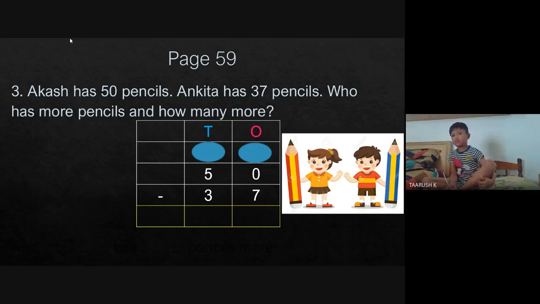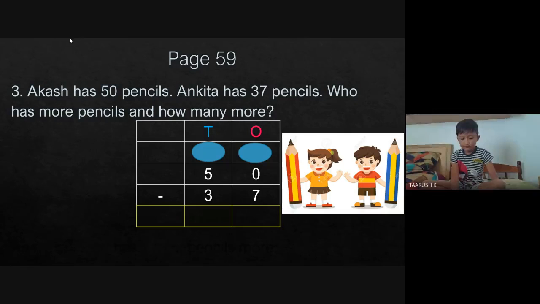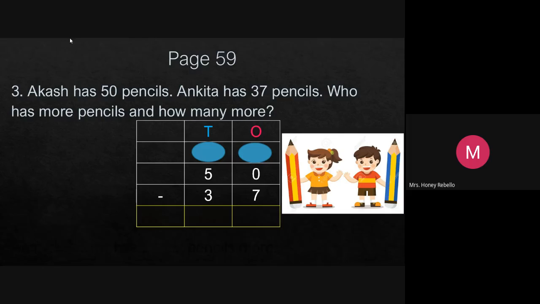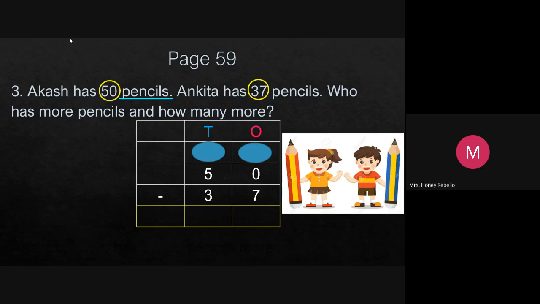Now, tell me the numbers to be circled. Already you finished 2 sums. Tell me from the question, tell me the numbers to be circled. First one. 50. Which one? 50. Very good. Underline pencils, just to make you understand. Now, what is the second number to be circled? 37. Good. Underline pencils again.